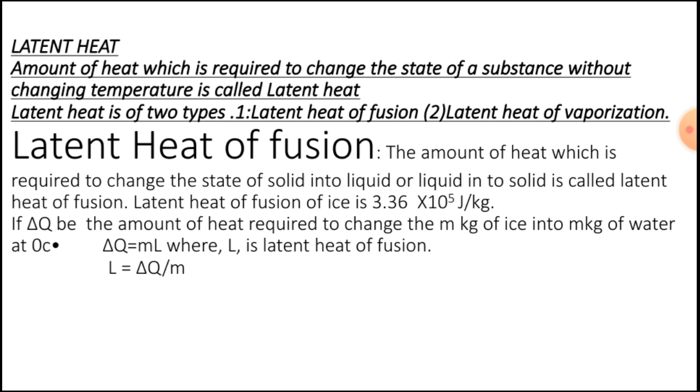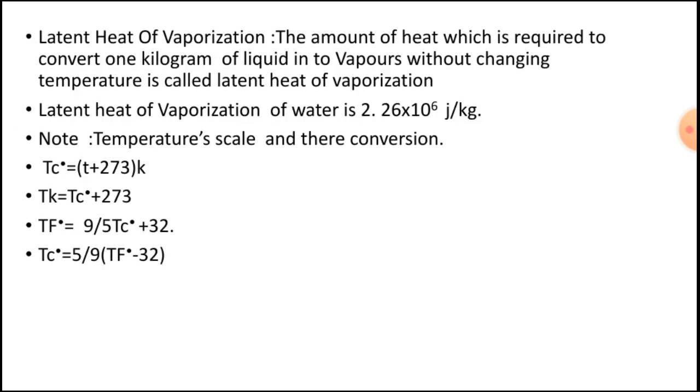If ΔQ is the amount of heat required to change the mass of ice, m kg, into m kg of water, then ΔQ is equal to m multiplied by L, where m is the mass of ice and L is the latent heat. And L can be taken as L equals ΔQ upon m. Its unit is joule per kg.